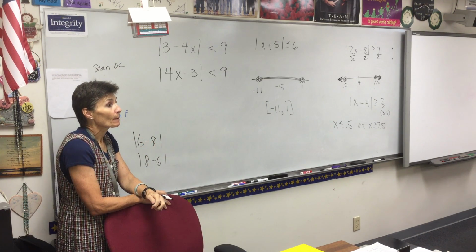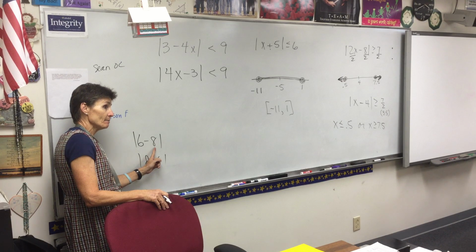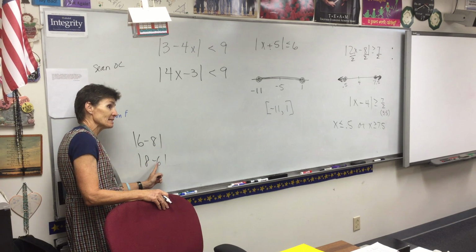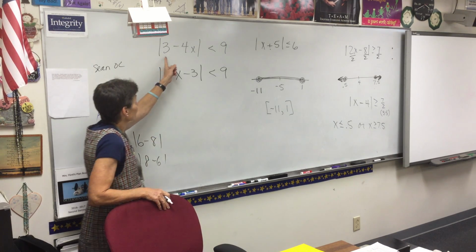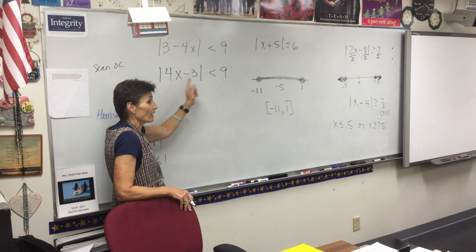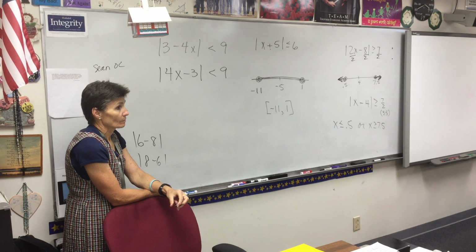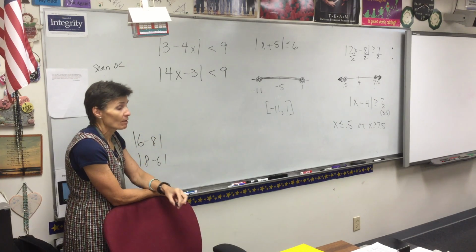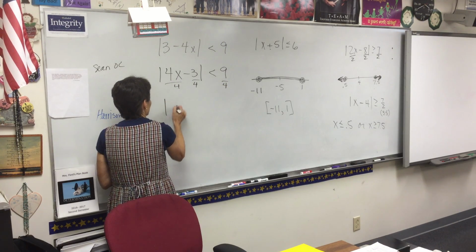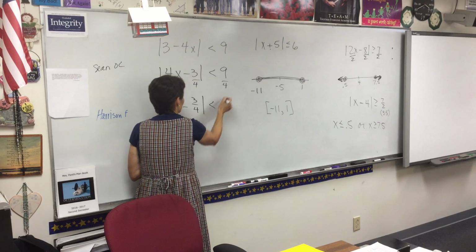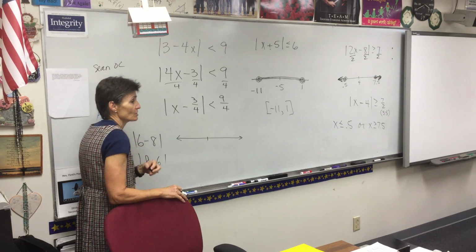Lauren? See, 6 minus 8 is exactly the same as 8 minus 6, as long as I'm inside absolute value. So instead of subtracting 3 minus 4x, I'm going to do 4x minus 3. Then I'm going to do what I did down there, which is I'm going to divide everything by 4. Now I know it's got fractions. It's going to have fractions no matter how you solve it though. So you're just going to have to deal with it.